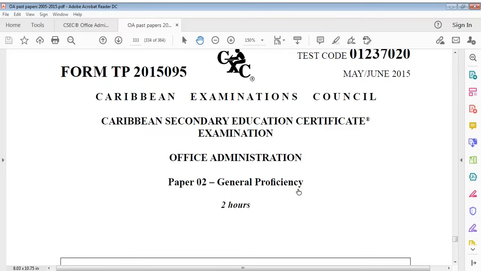So today we'll be doing the CSEC Office Administration May-June 2015 Paper 2. So let us get right into it.